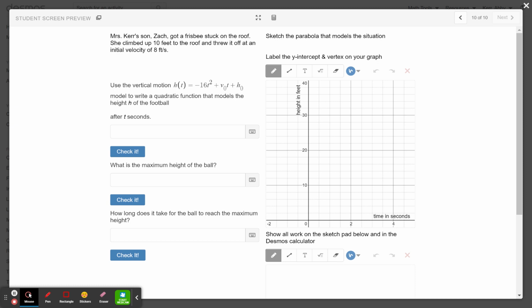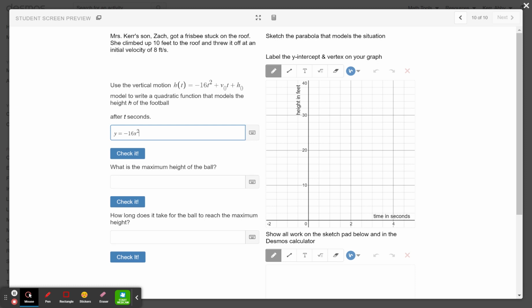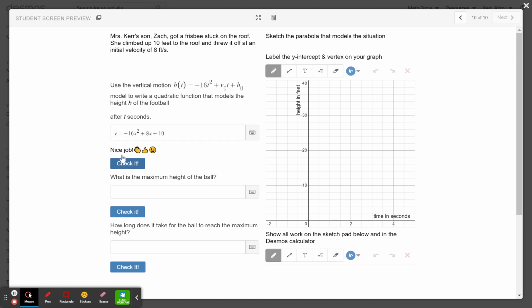Now, if my son got the Frisbee stuck on the roof, climbed 10 feet off the roof and threw it at a velocity of 8, so like I said, I like to use y. Negative 16 is the pull of gravity. My velocity that I threw the Frisbee was 8, so it's plus 8x. And then my rooftop was 10 feet off the ground.